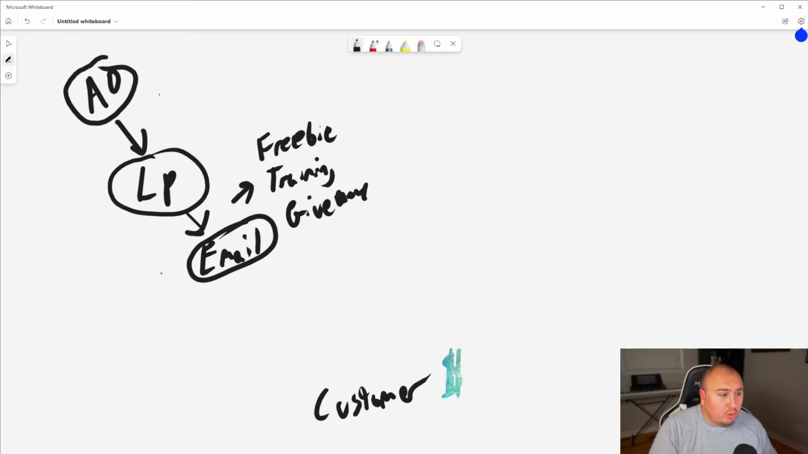This is arguably the hardest part about this entire process. Building a great ad is not that hard. Building a good landing page is not that hard. But finding out the perfect combination to get email addresses is the most difficult part of this process. Let me say that again. Finding out a way to get email addresses is the most difficult part of this entire process.